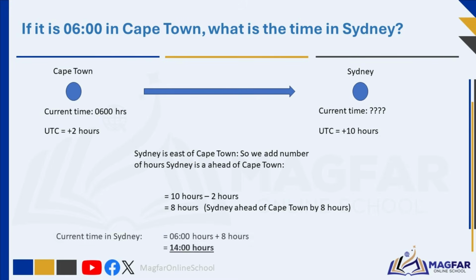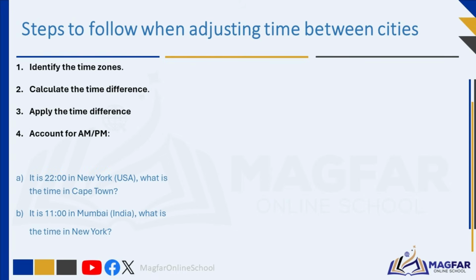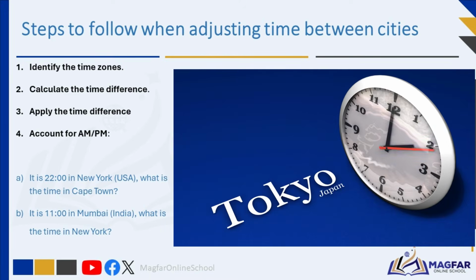If it's 6 a.m. in Cape Town and we want to know the time in Sydney, we just add 8 hours to 6 a.m. So when it's 6 a.m. in Cape Town, the time in Sydney is 1400 hours or 2 p.m. in the afternoon. When adjusting time between different cities in the world, remember to follow the following steps.